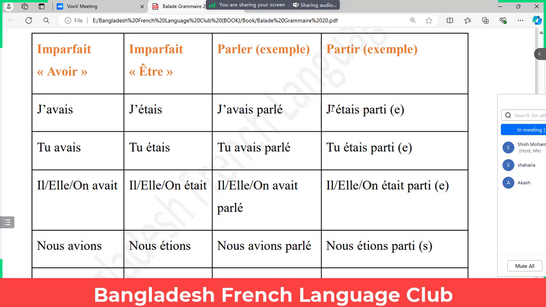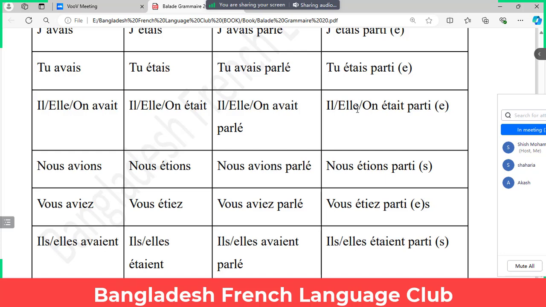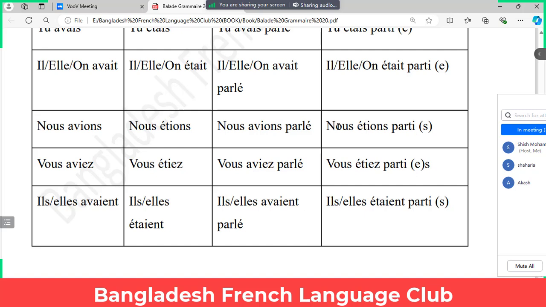But this je can be a female. If a female says this sentence, then that person has to add an extra e to parti. That is why it is bracketed here. And for tu, which can be male or female, if it is male, we don't need to add e, just parti. So tu étais parti, you had left. Then il, elle, on était parti, nous étions partis, we had left. As nous is plural, s is added.